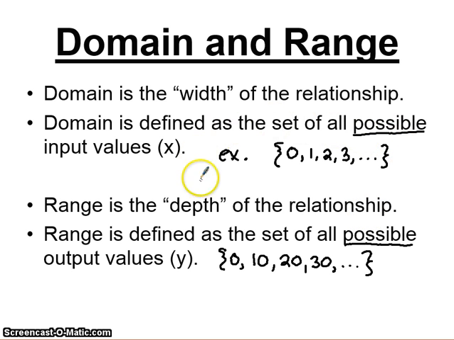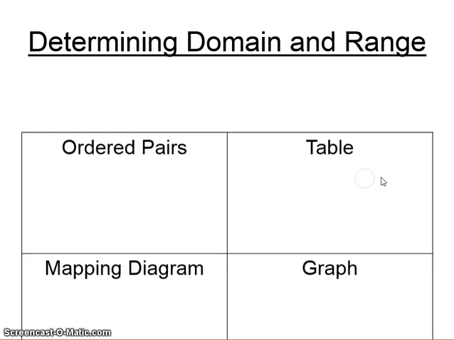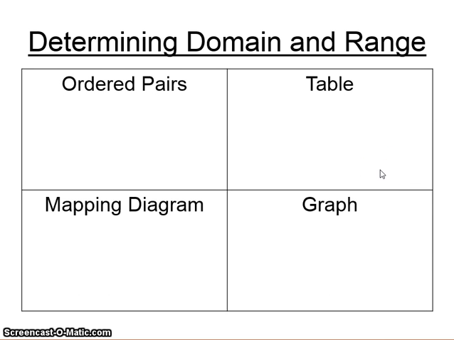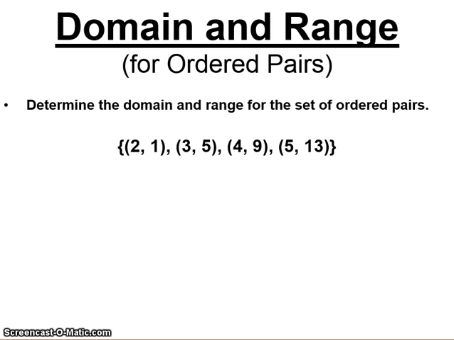All the possible inputs are called the domain. And remember, the domain is the input values, which we have learned, when you write an ordered pair, are the x values. The range are all the possible output values, and we've learned that output in an ordered pair is always the y value. In this lesson, we are going to learn to determine the domain and range for 4 different types of representations. We're going to look at ordered pairs, tables, mapping diagrams, and graphs, and learn to determine the domain and range.